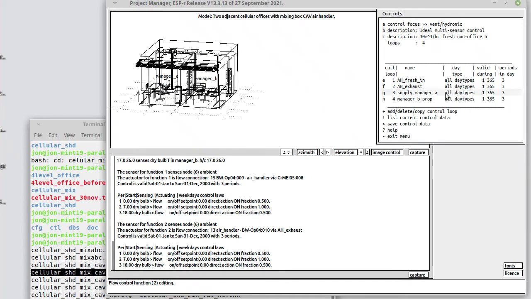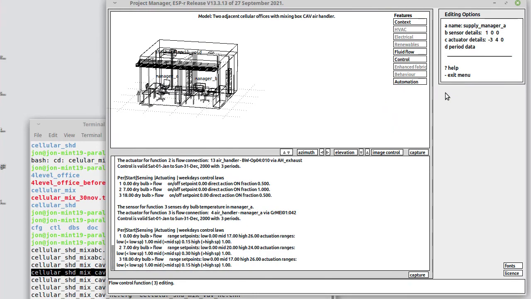If we go to the manager itself, we are controlling the flow rate into the inlet with that component, and then basically we've got three periods in the day. We're using a range-based controller to set flow rates high if it's outside the set points and low if it is within the dead band.